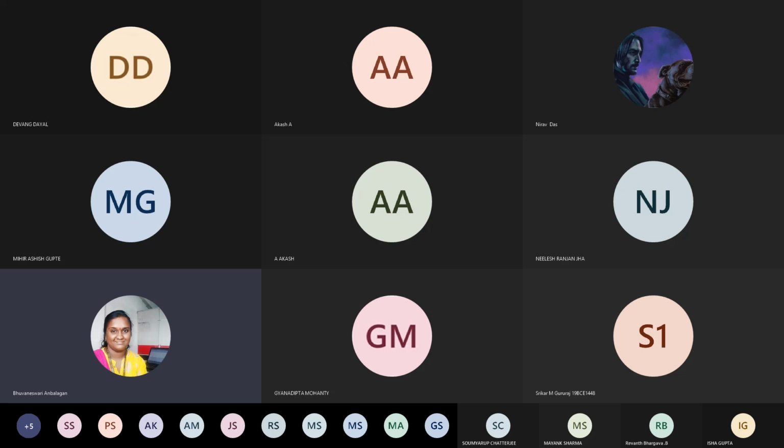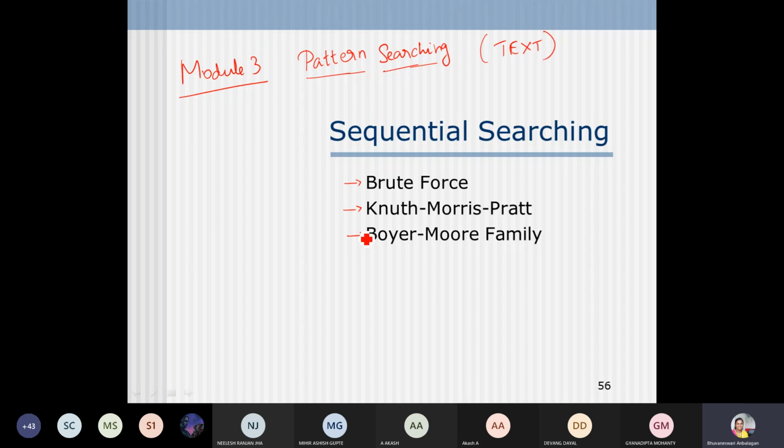So we are going to see these three different algorithms for searching for a pattern in a text. The pattern is going to be represented as P, and the text is where you have to identify this particular pattern. Pattern is nothing but a substring. Whether the substring is available in the given text consisting of several strings. So the first method is the basic method, that is the brute force method.